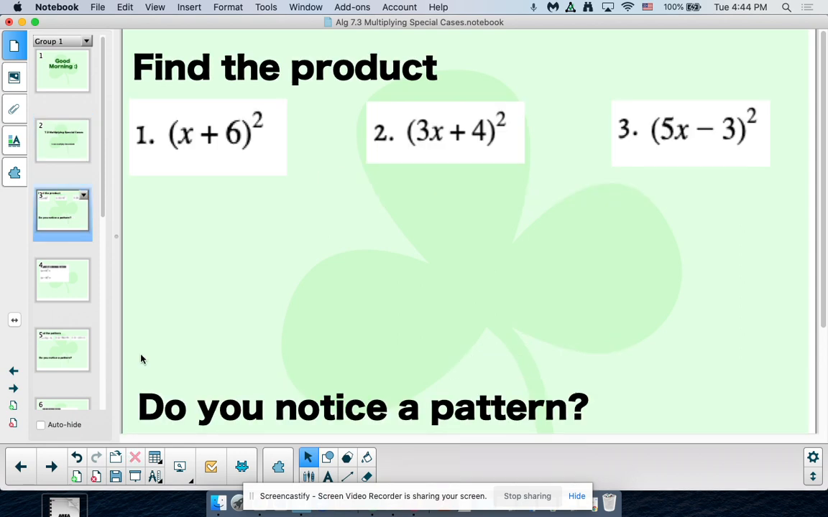So product, we know, means to multiply. So I'm kind of confused, right? I only see x plus 6. I only see one binomial, and up until this point we were seeing two.